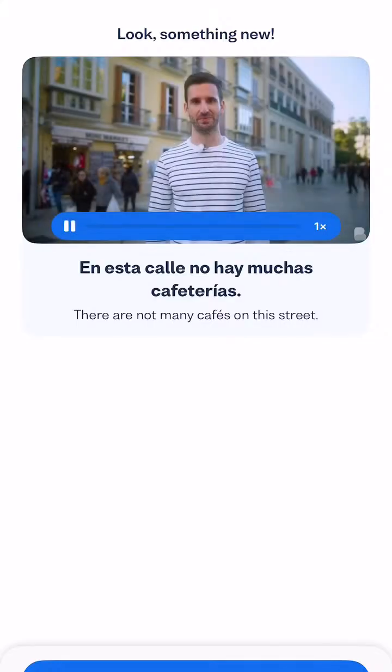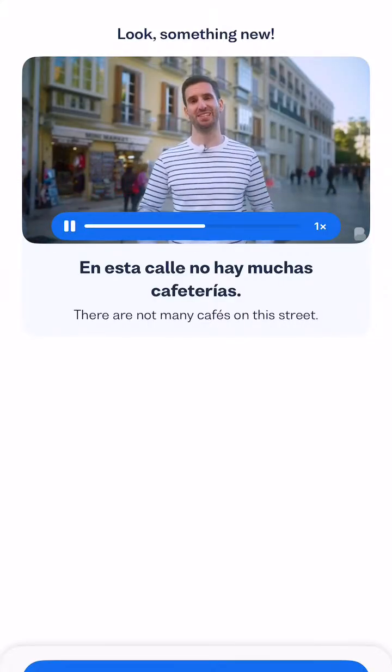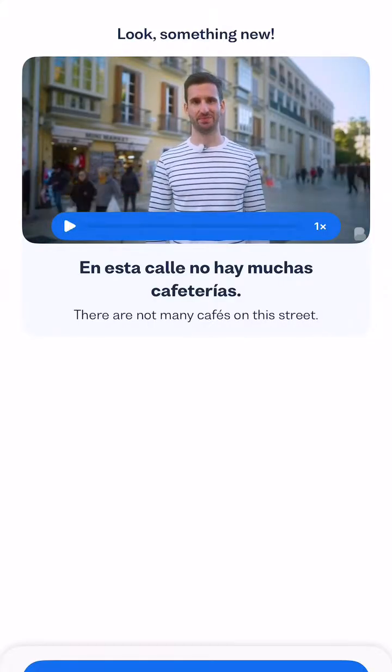Okay. En esta calle no hay muchas cafeterías. There are not many cafes on this street.